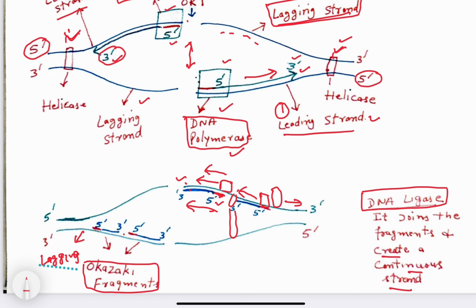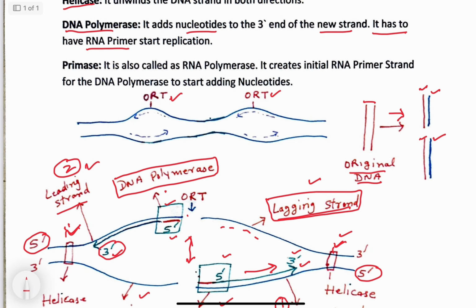Now, once this whole scenario completes, you will end up having DNA replicated. Each strand would have an exact copy of its complementary strand.